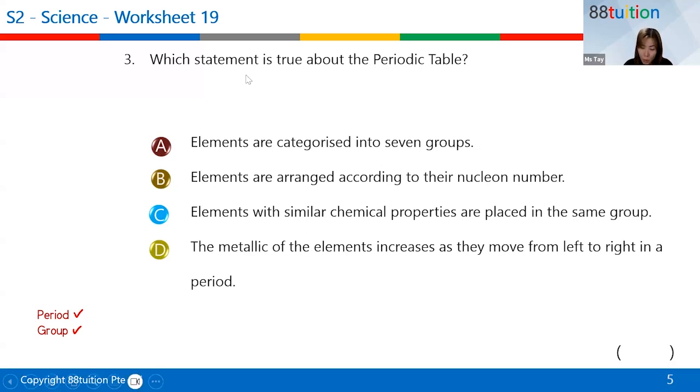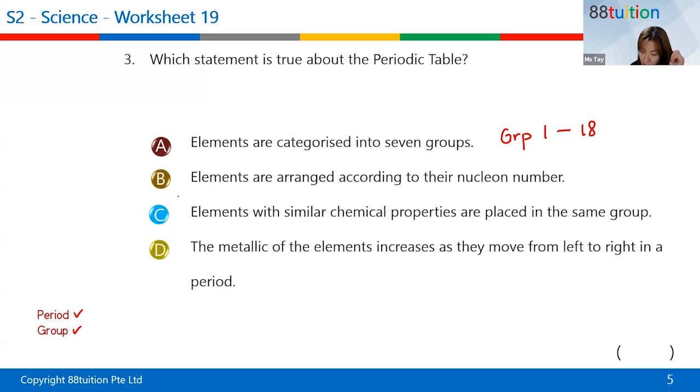Which statement is true about the periodic table? Statement A: elements are categorized into 7 groups. Is that correct? What did I say just now? I talked about group 1, then I talked about the other end of it, which is group 18. So you cannot say that there are only 7 groups. In the past, we learned group 1 to group 7 and group 0, but now they changed it back again. So you have group 1 up to 18. So this is not correct.